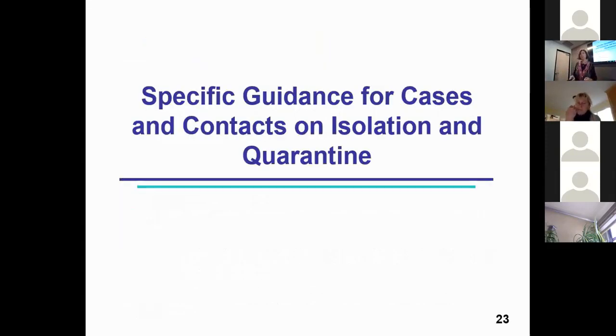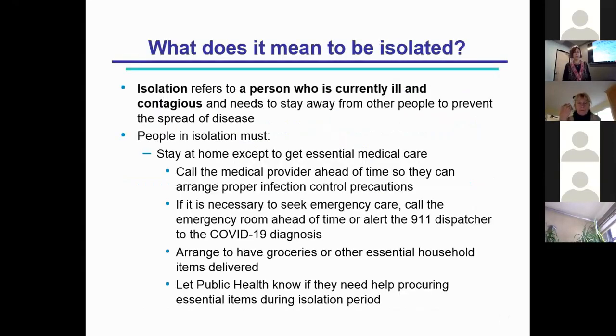Okay, these are the specific guidance rules, and I will rely on our CD team to answer any questions about this because it does get a bit complicated. So what does it mean to be isolated? Isolation is a person who is currently ill and contagious and has to stay away from other people. So these are our COVID-19 confirmed cases. They have to stay in isolation and hopefully at home. If we're lucky, they can stay at home, except to get essential medical care. That's the only reason they can go out. So these are the requirements.